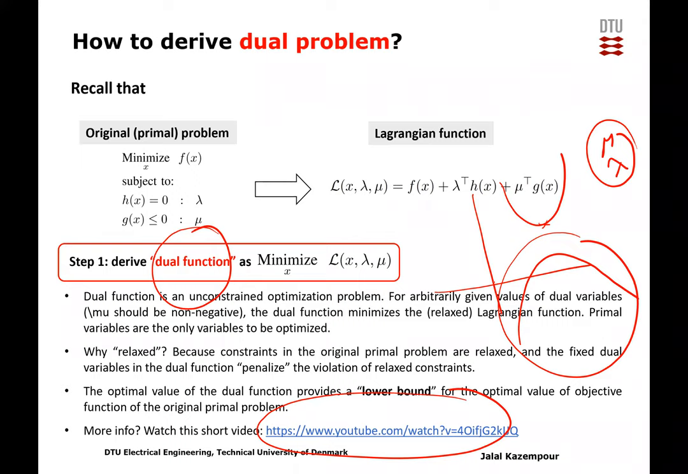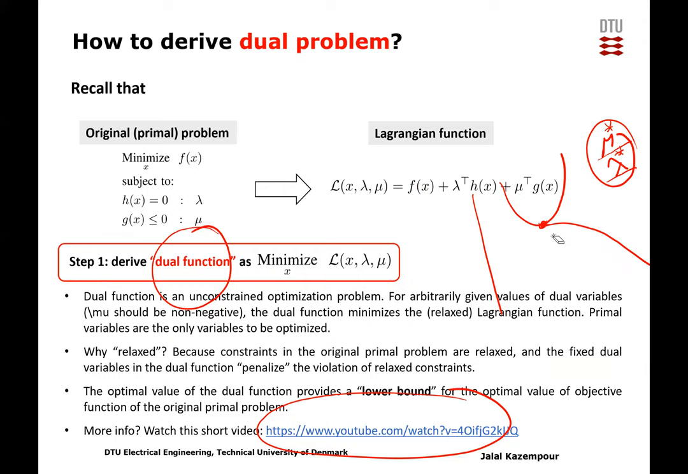And at the optimal point, if lambda and mu are optimal, we will see that the corresponding dual problem, which is concave, has a maximum point exactly the same as the minimum point of the original convex problem. But that happens only if the values of lambda and mu for the dual function are optimal. Otherwise, for arbitrary values of lambda and mu, but they should be feasible, your dual function is a lower bound. It provides a lower bound for your optimal point.